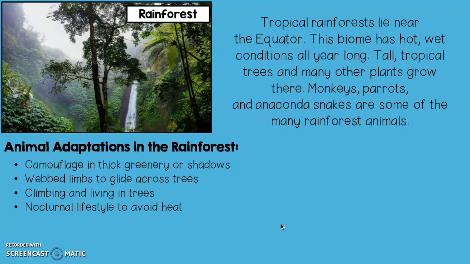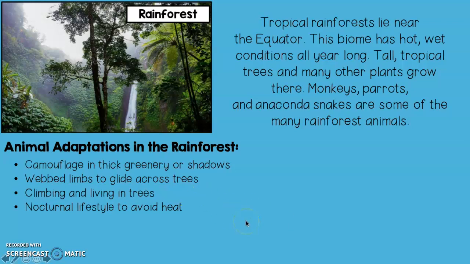Our last biome that we're taking a look at is the tropical rainforests. Now, the tropical rainforests lie near the equator, which means that the biome is hot and wet. Tall tropical trees and many other plants grow there. Monkeys, parrots, and anaconda snakes are some of the many rainforest animals.